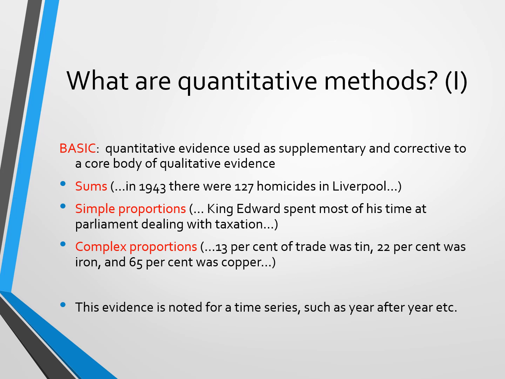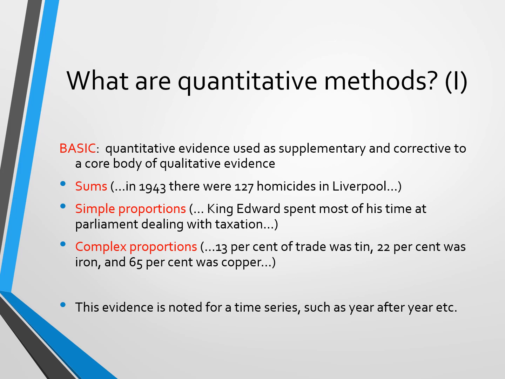Well, basic quantitative methods employ quantitative evidence used as a supplementary corrective to a core body of qualitative evidence. So, for example, basic quantitative methods involve the use of sums. I give you examples here in round brackets. For example, in 1943, there were 127 homicides in Liverpool. That's a piece of basic quantitative data.